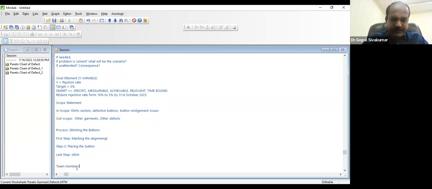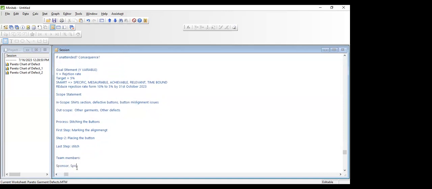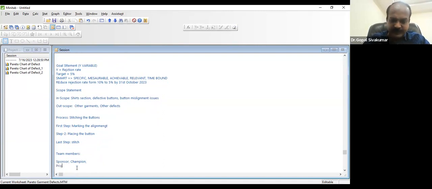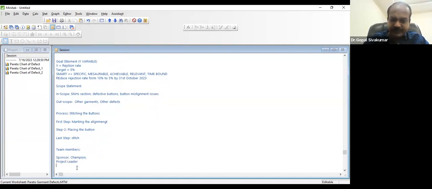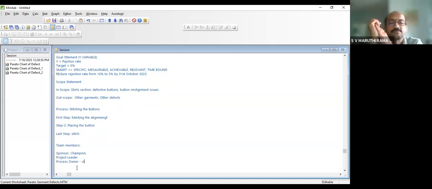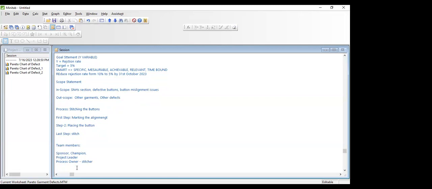Now you have to go for the team members. Tell me now who are all required to be involved in the team, the project. Sponsor is Production. Automatically these people are part of the team. If you are a black belt, you are the project leader, of course. Let me write separately. Project leader should be there. Process owner should be there. Who is process owner? The stitcher. He may be yellow belt. He should be, right? Now, who else you want?